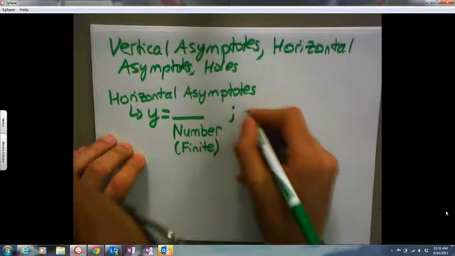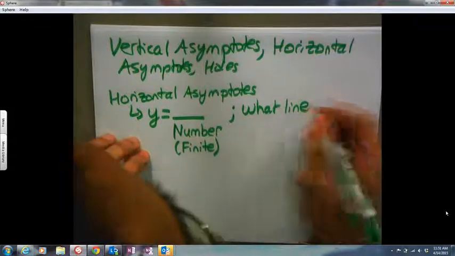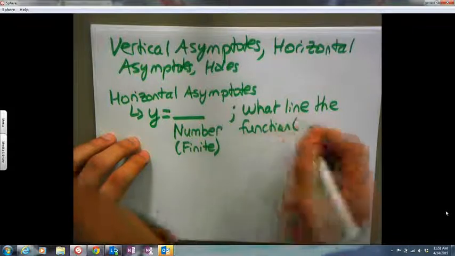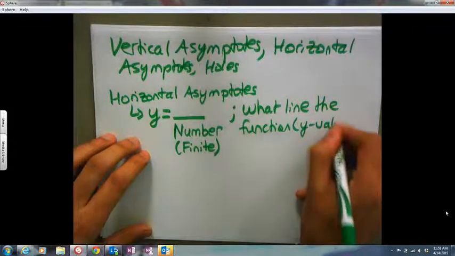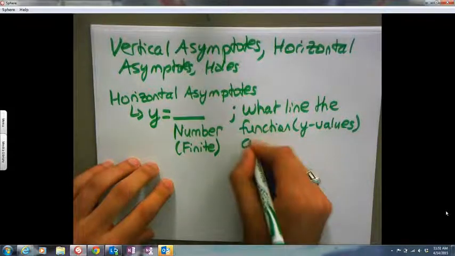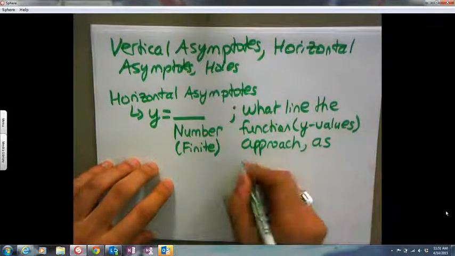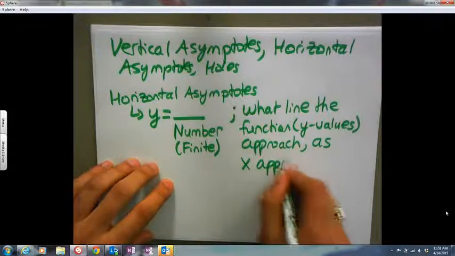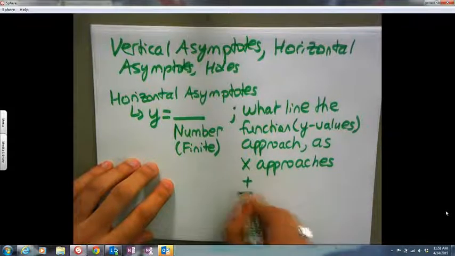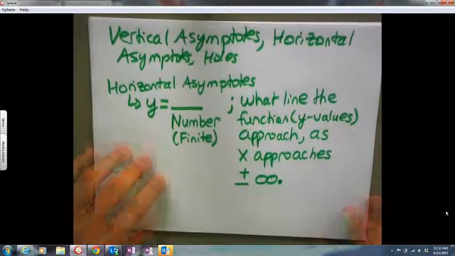The horizontal asymptote is what line the function, and of course by function we mean y values. What line the function or the y values approach as x approaches plus or minus infinity. So, let me read what this means again, and I'll add in some explanation as we go along.